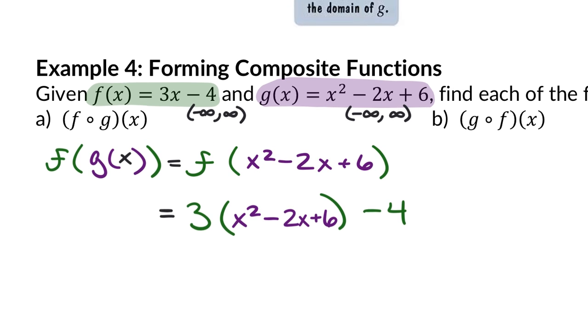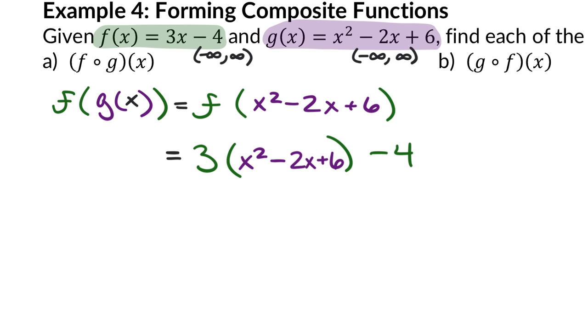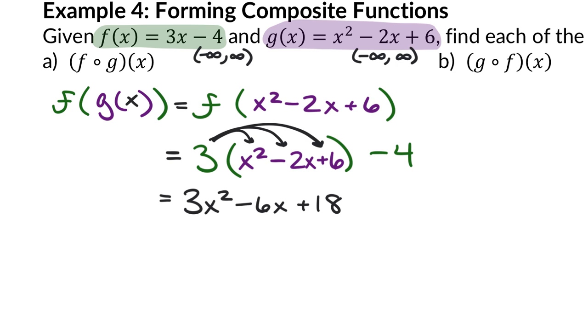Once you've done the plugging in, all we have to do is simplify. Since we have a 3 in front of a bunch of parentheses, we're going to distribute. We'd have 3x squared minus 6x plus 18, and then minus 4.